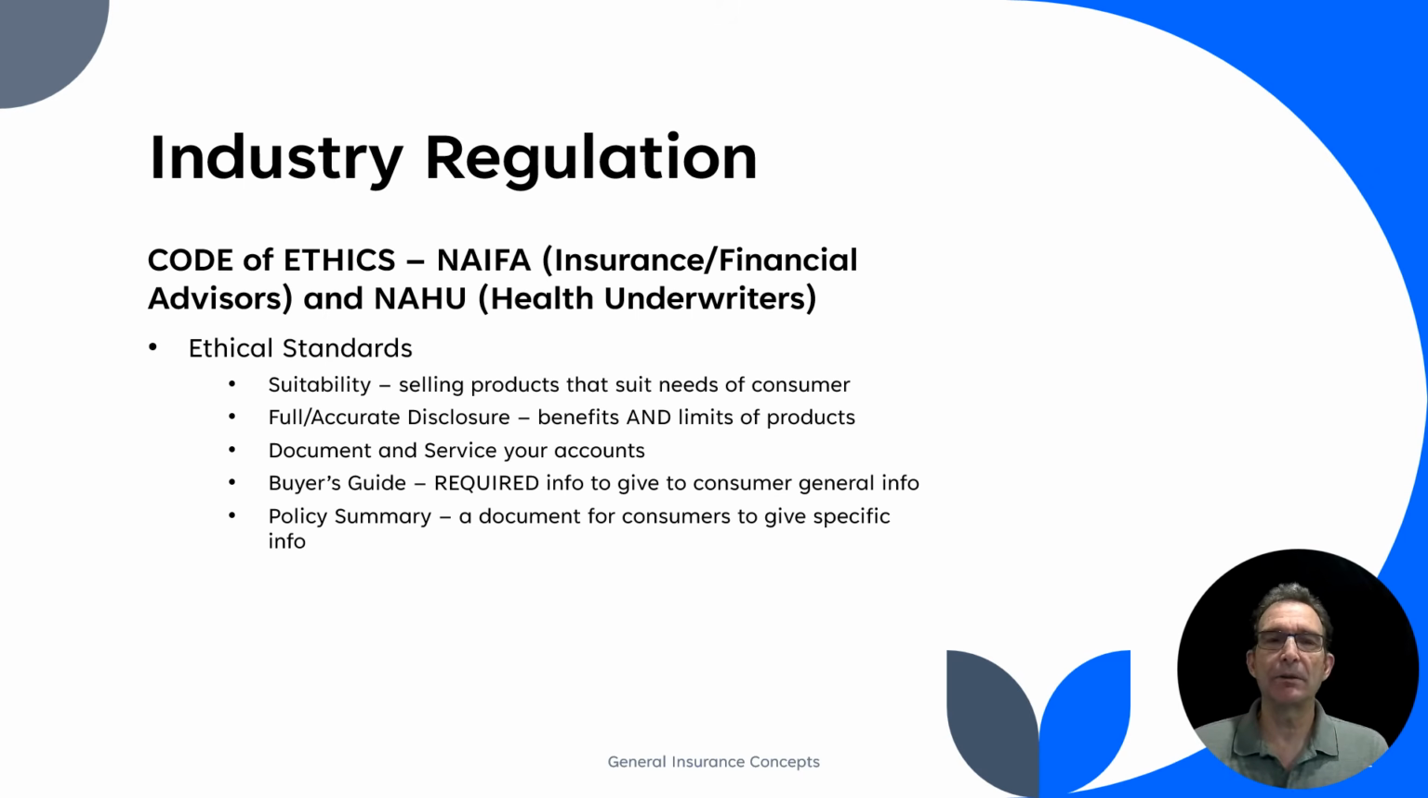There is what's called a buyer's guide. You should know that term, buyer's guide. It's required information to give to consumers. It's general information about insurance products. For example, in life insurance, a buyer's guide is going to give you an outline of the different kinds of options there are. And then the policy summary is a more specific document, giving actual plan information from that policy, summarizing the benefits and limitations. So the buyer's guide gives them that general overview, and the policy summary gives them specifics of the product that you are selling to them.